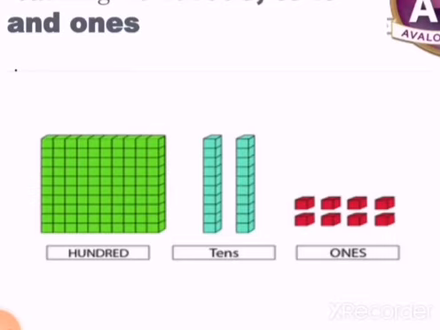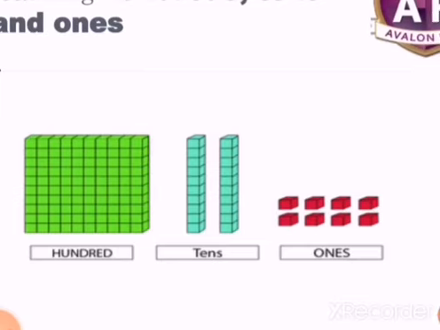One bar contains 10 blocks, it will be 1 ten, but there are two bars of 10 blocks, so it will be 2 tens. In the red color there are separate blocks that are called ones or units. So we can say that there are 100, 2 tens and 8 ones. We can write it as 128.